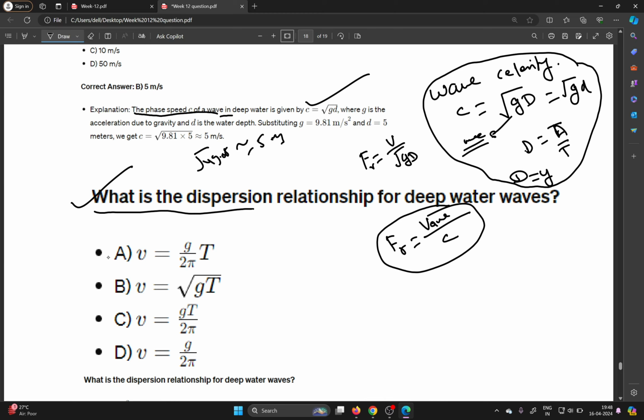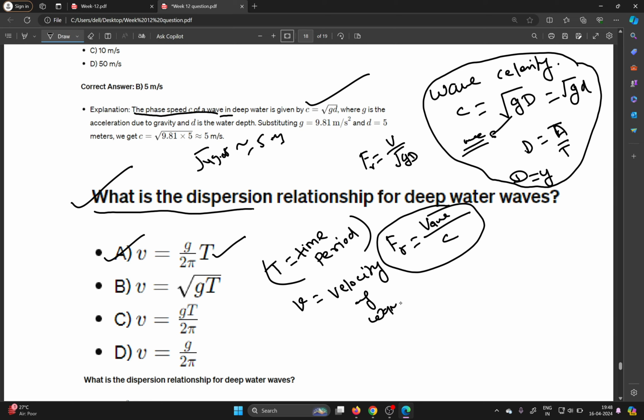Option A: V is equal to g by 2 pi T, where T is the time period. Option B: V is equal to, V is the velocity of wave, root gT. T here, previously I was talking about T as the tau wave, but not here. This is the time period. And option C is velocity is equal to gT by 2 pi.